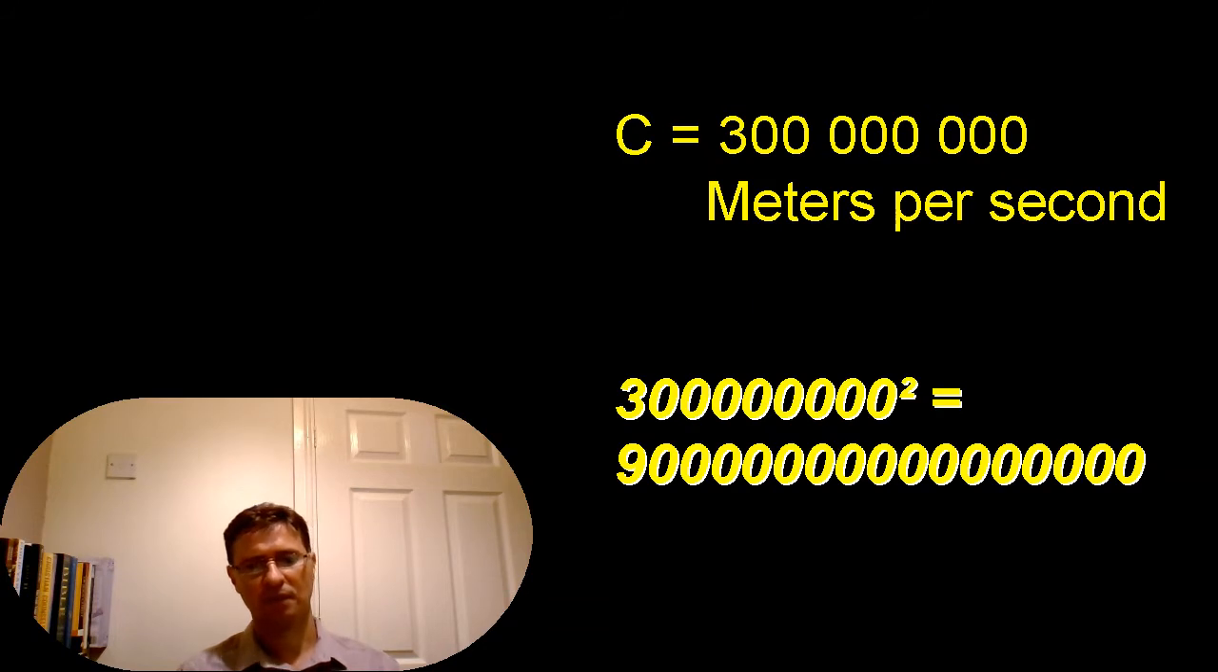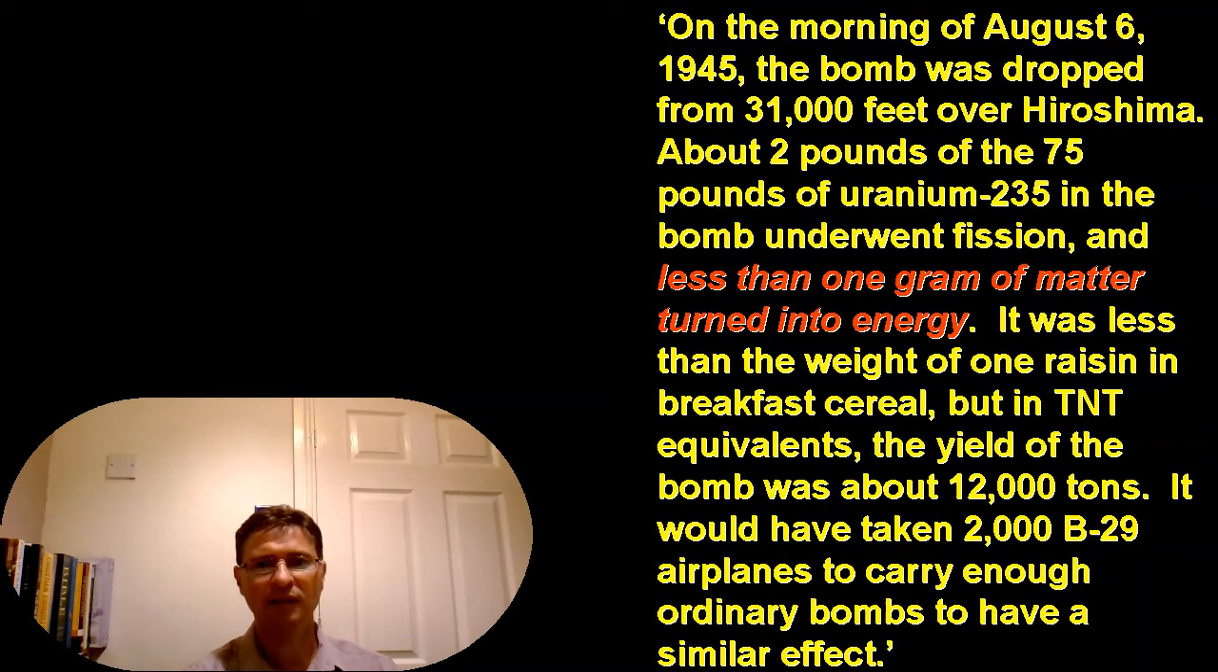So, on that morning, on August 6, 1945, the bomb was dropped over Hiroshima, and less than 1 gram of matter turned into energy. It was less than the weight of one raisin in breakfast cereal, but in TNT equivalents, the yield of the bomb was about 12,000 tons.